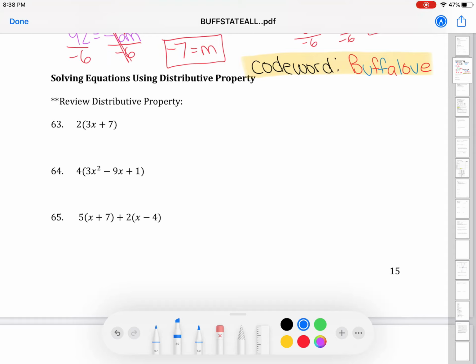All right, moving right along, solving equations using the distributive property. So the distributive property is not something we've gone over in this course so far, but hopefully it's something you've at least been familiar with in the past. Distributive property is multiplying a number among more than one term.